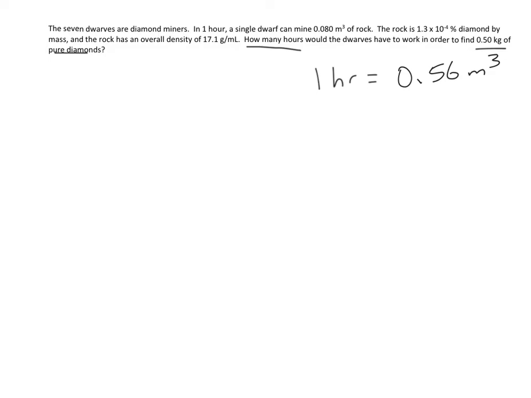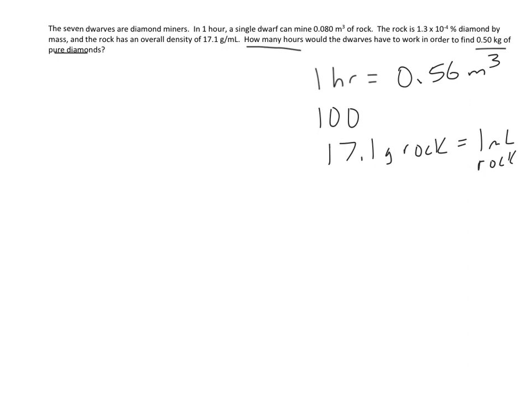And then we say that the rock is this percent diamond by mass. So that means that for every 100 of whatever unit we want, let's come back to this to see what we're going to use. The rock has a density of 17.1 grams of rock for every 1 milliliter of rock. So that's going to be important. And okay, so let's go back to our thing here.